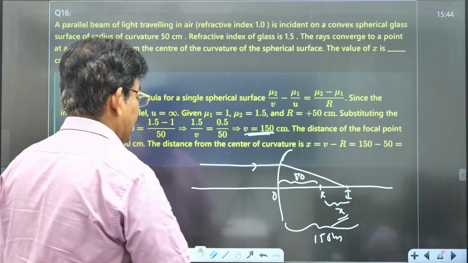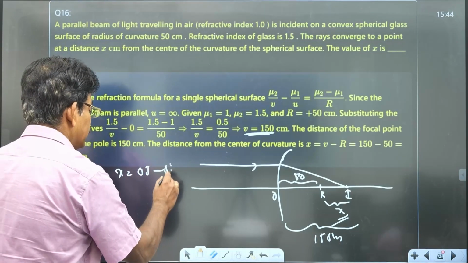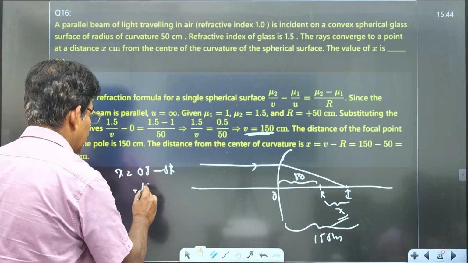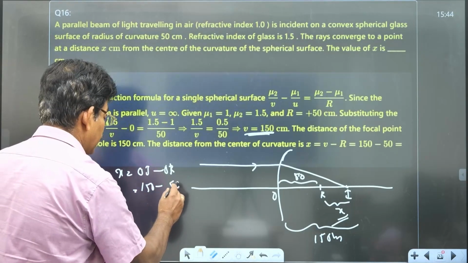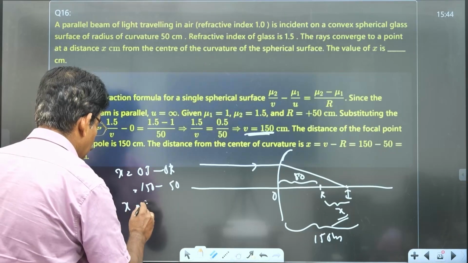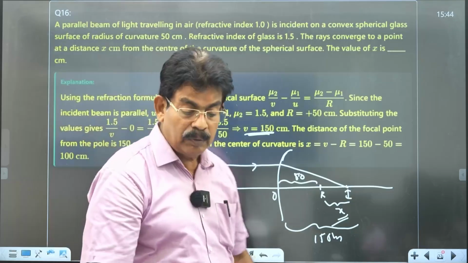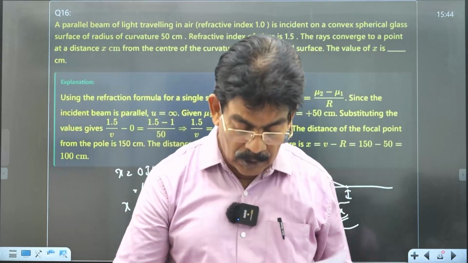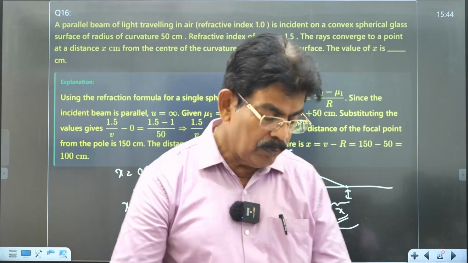Therefore, we want x. X is equal to OI minus OR. OI we got as 150 centimeter. OR we got as 50 centimeter. Therefore, x is coming to be 100 centimeter. In question number 16, your answer is 100 centimeter. Okay, we go to the next question.